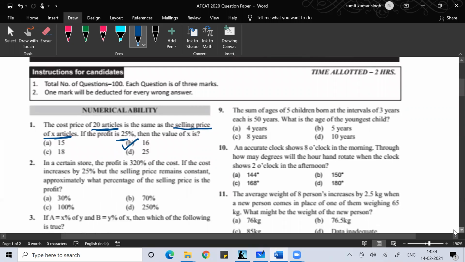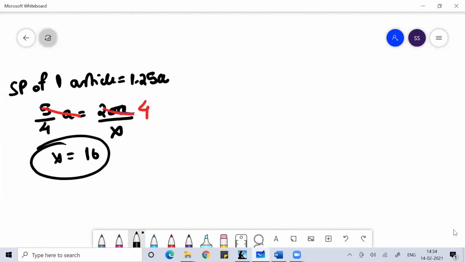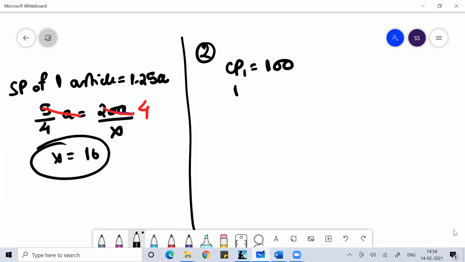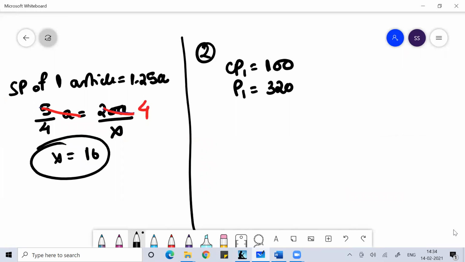So next question was like this: in a certain store, the profit percentage is 320% of the cost. If the cost increases by 25%, but the selling price remains the same approximately, then what percentage of the selling price is your profit? So again, a very basic question. Here I assume my cost price is 100 rupees. So my profit would be 320, because it is given that the profit is 320% of cost. Then my selling price will be 420 rupees.